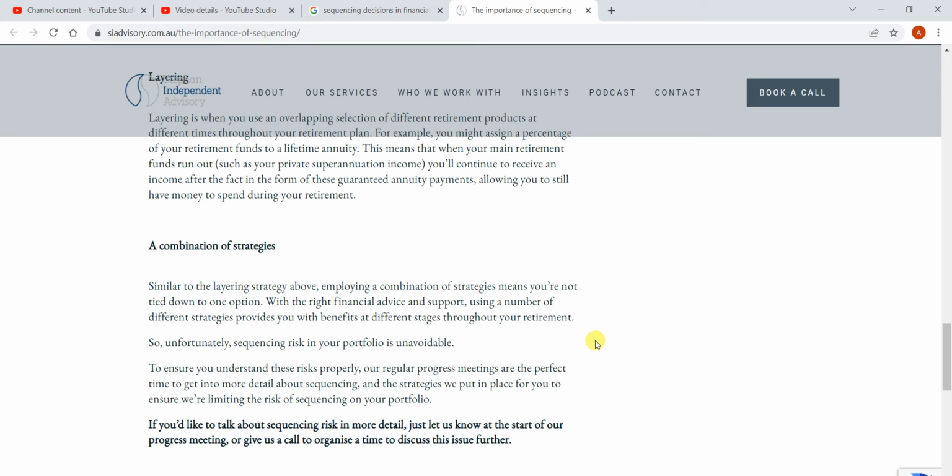So, unfortunately, sequencing risk in your portfolio is unavoidable. To ensure you understand these risks properly, our regular progress meetings are the perfect time to get into more detail about sequencing and the strategies we put in place for you to ensure we are limiting the risks of sequencing on your portfolio.